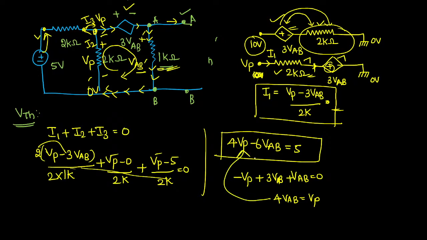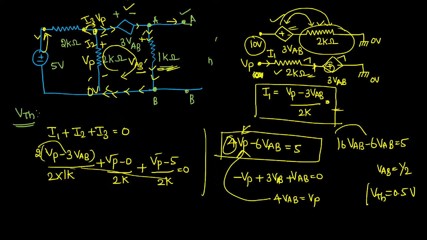So let us substitute that value here. VP can be replaced by 4 times VAB. Already one more 4 is there. So it can be written as 16 times VAB minus 6 times VAB equal to 5. From this, VAB equals 5 by 10, which is 1 by 2, or we can say 0.5 volt. This is VAB, we can call it VTH. So we found the value of VTH for the given circuit.